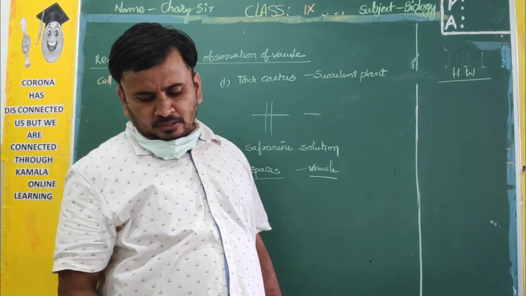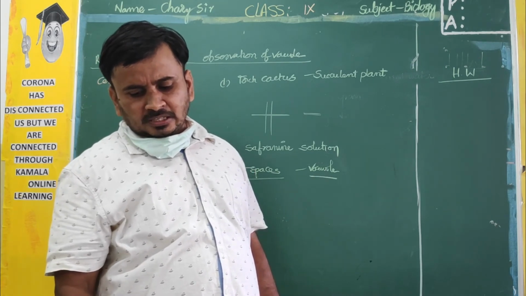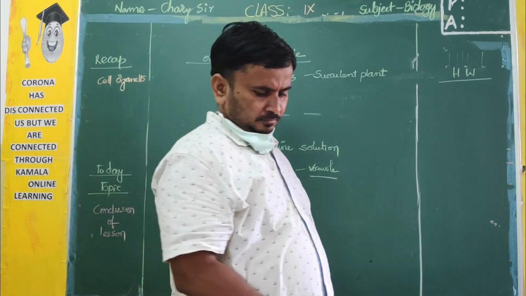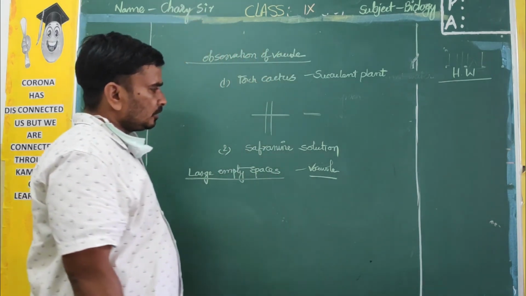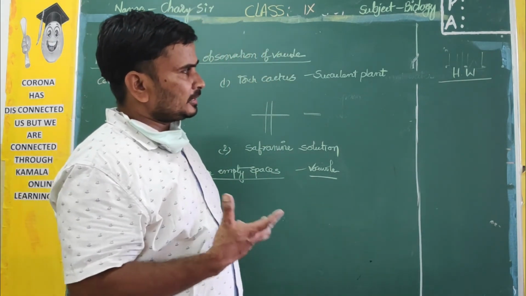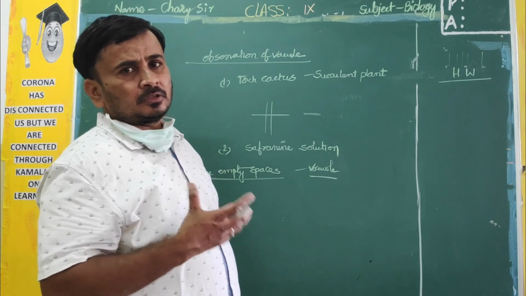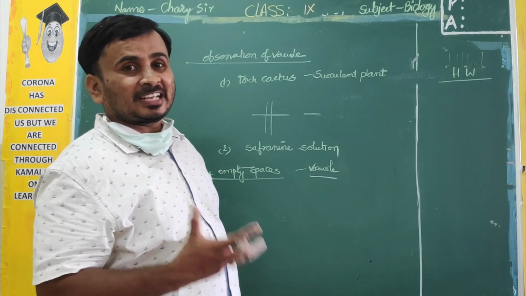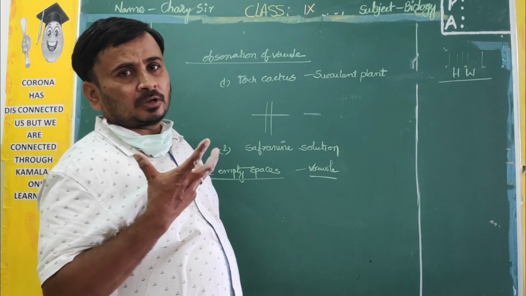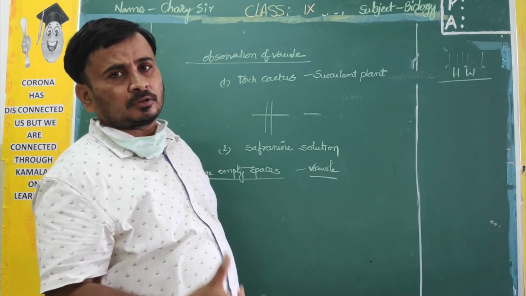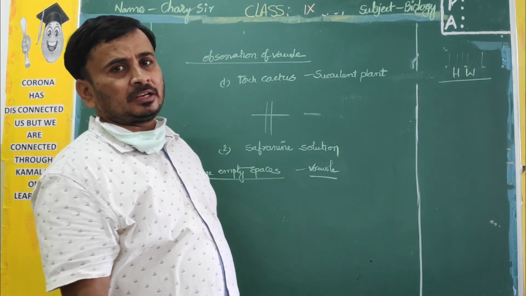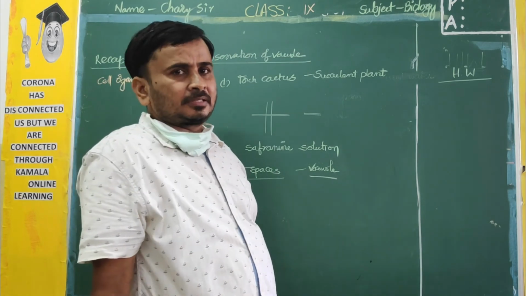Now we'll see about the cells. These are the different experiments to find out the chloroplast, the vacuole, the nucleus and the mitochondria. So these are the experiments.